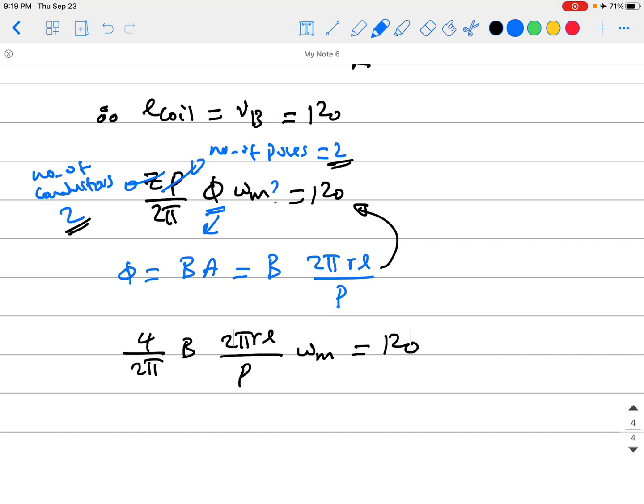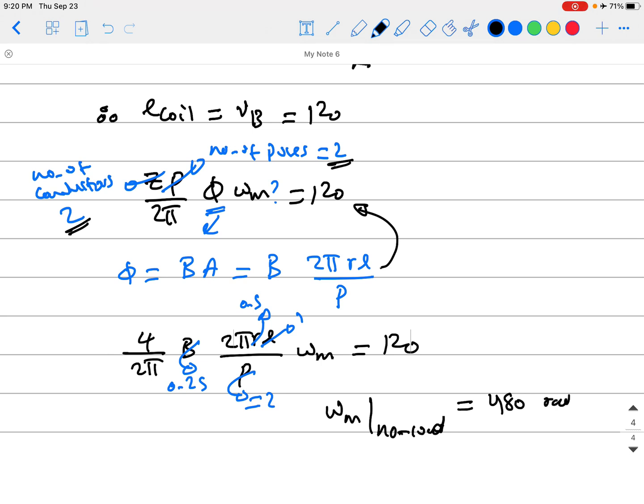You have the values over there, I'll just grab them for you. B equals 0.25. R equals 0.5. And L, the length of the machine, equals 1 meter. P, the number of poles, again equals 2. So you have everything in hand. You can calculate ω_m at no load, which is what is asked here, to be equal to 480 radians per second. Okay, guys?